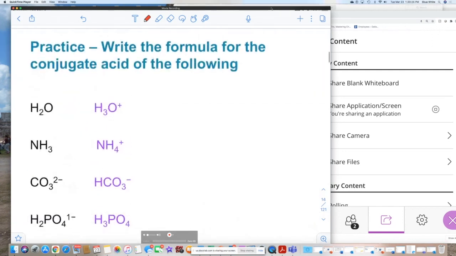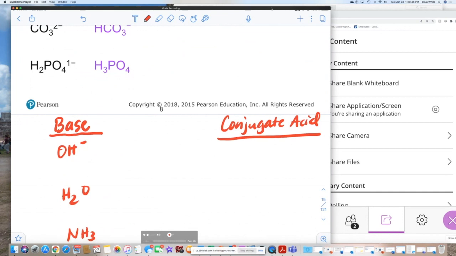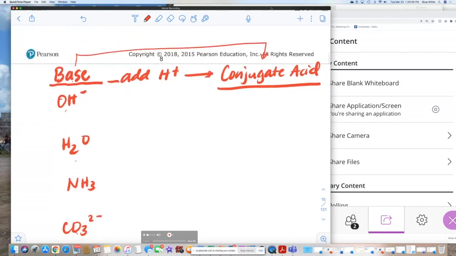So the question here was, write the formula for the conjugate acid of the following. Okay, so these are the chemicals provided. And then they're saying, provide the conjugate acid version. If these were converted into conjugate acid, that means these are now in the base form. Because remember, this is kind of like a yin and yang. Base goes with conjugate acid. So if you went from base to conjugate acid, that means you have to add H plus to each of these to get the conjugate acid pair, right?